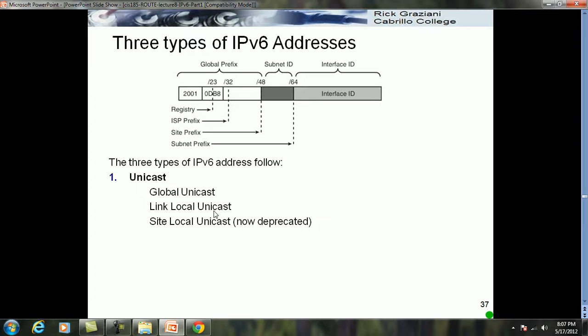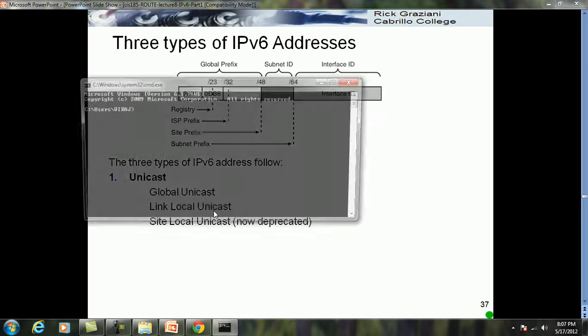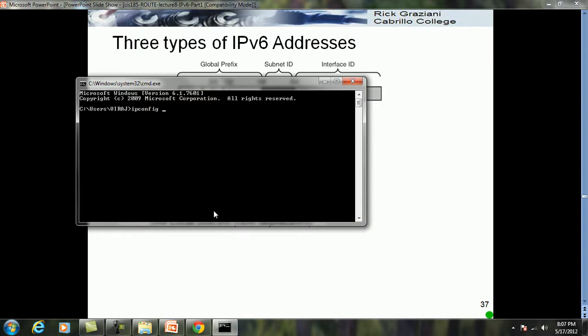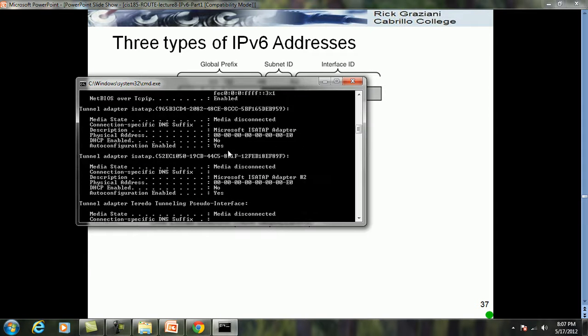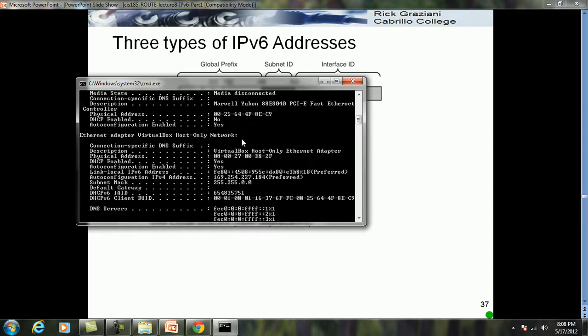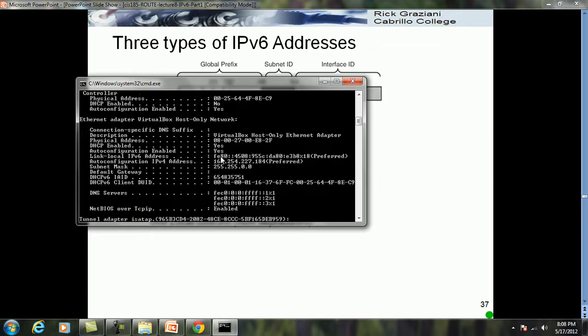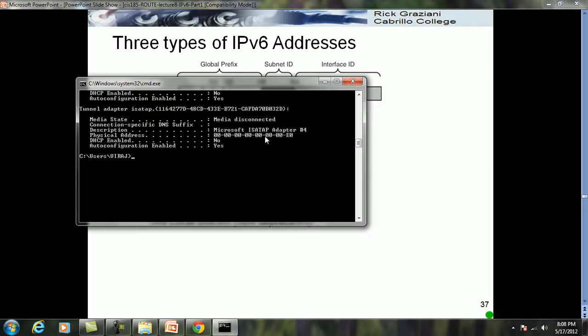APIPA, you know what? If a DHCP server is down, at that time, what IP address does your system get? Have you seen an IP address of 169.254? Let me show you on my laptop. ipconfig /all. Have you ever seen this address? 169.254, something like this. This address comes from APIPA in a Windows network.